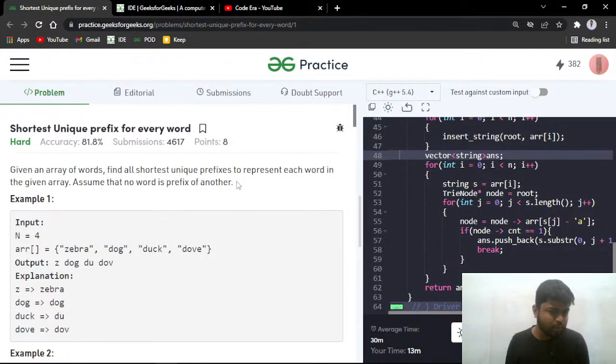What you have to do is, in this problem you'll be given some words in the array, and you have to find the shortest unique prefix that will help you to decode or represent that particular word in the given array, right?